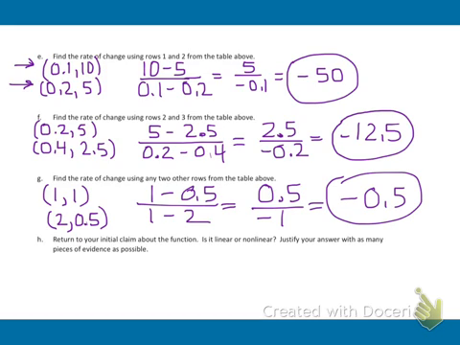return to your initial claim about the function. Is it linear or nonlinear? Justify your answer with as many pieces of evidence as possible. So we're going to cite the same types of evidence as in the other example. The rate of change is not constant. The shape of the graph is not a line. And the equation y equals 1 over x tells us something as well. Okay, so go ahead and write that out and then continue along.